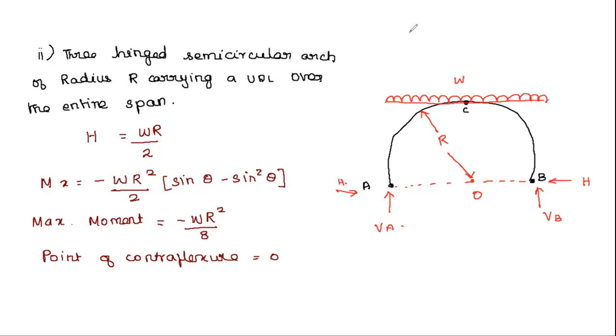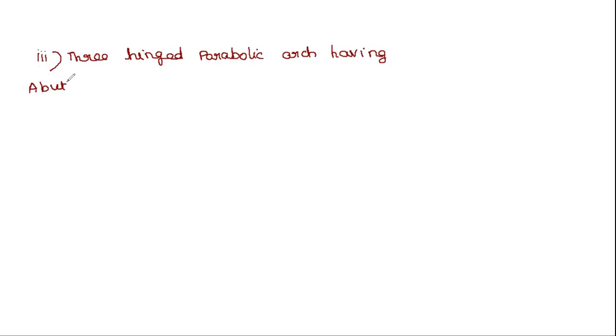Next, moving on to the third condition. The third condition is a 3-hinged parabolic arch having abutments at different levels. So what does the word abutment mean? It is nothing but the springings, that is the support.